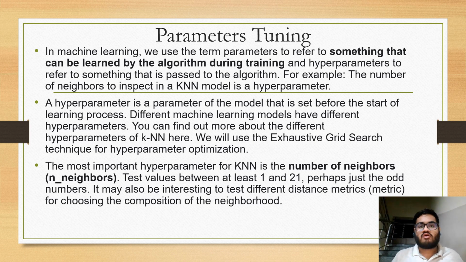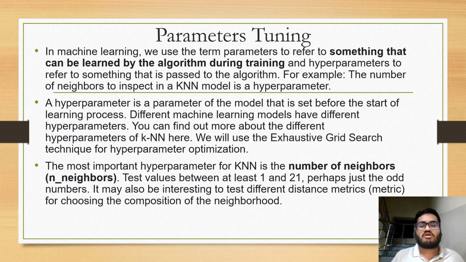So now, going further in the video presentation, we have parameter tuning, that is, what parameters we need to tune to get the best accuracy from our machine learning algorithm. In machine learning, we use the term parameter to refer to something that can be learned by the algorithm during training, and hyperparameter to refer to something that is passed to the algorithm to be solved. For example, the number of neighbors to inspect in a KNN model is a hyperparameter. A hyperparameter is a parameter of the model that is set before the start of the learning process.